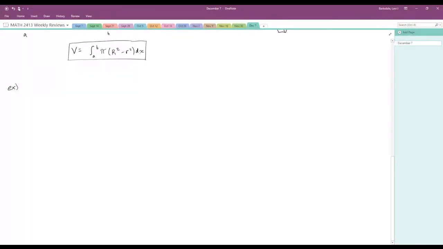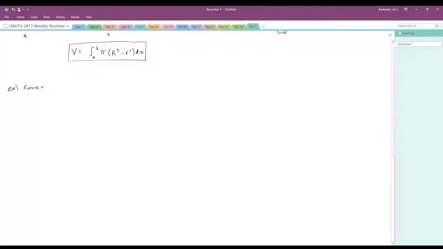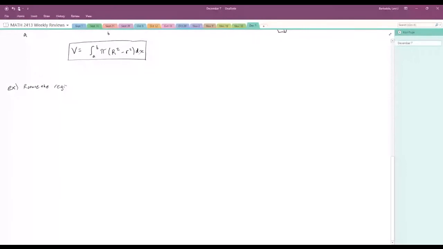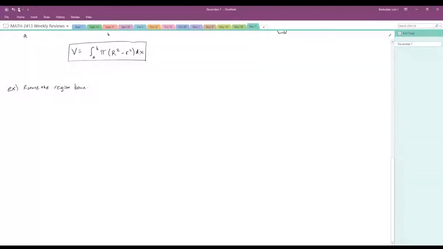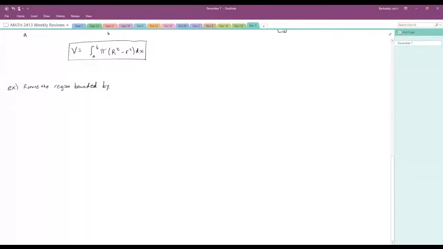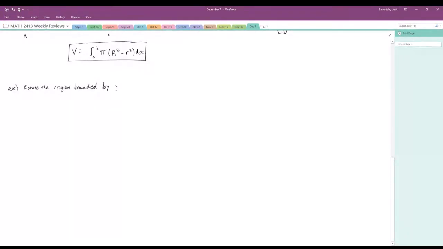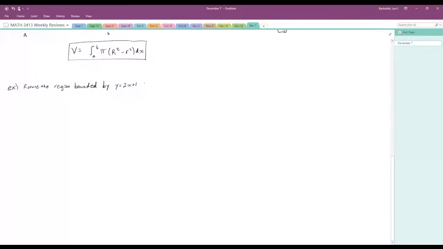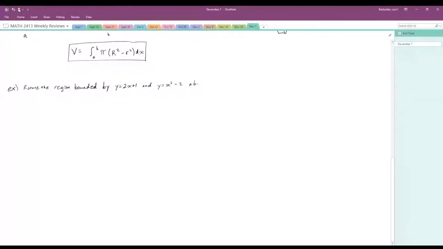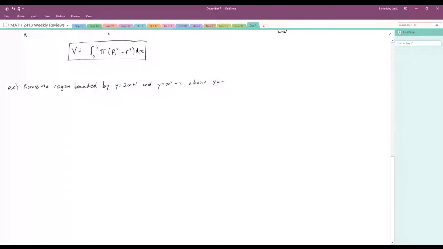What I want to do is rotate the region bounded by y equals 2x plus 1 and y equals x squared minus 2 about the line y equals negative 2.